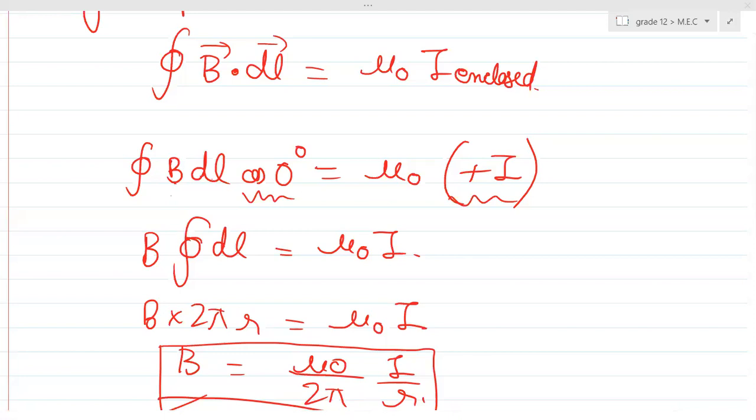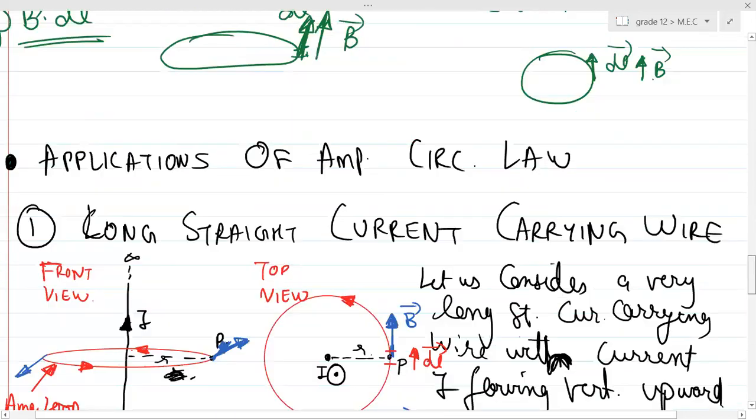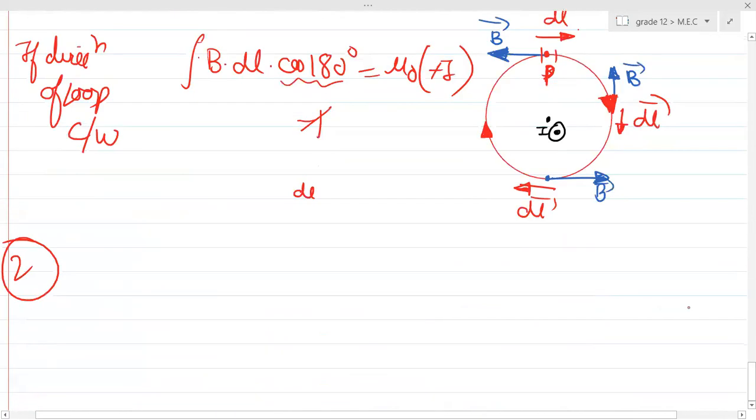Done, guys. Whenever you're done, just tell me. Done, sir. Okay. The derivations and applications which I'm giving you are important from the school point of view as well, so please do all of them. The first was a long straight current carrying wire. Now the second application is a long solenoid.